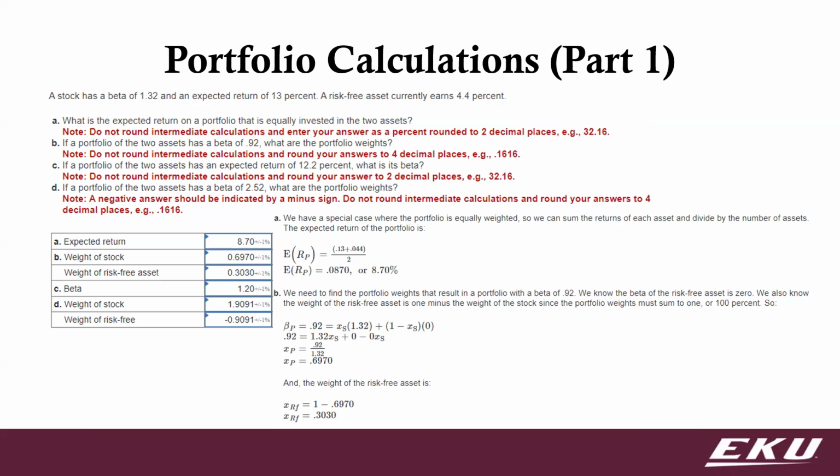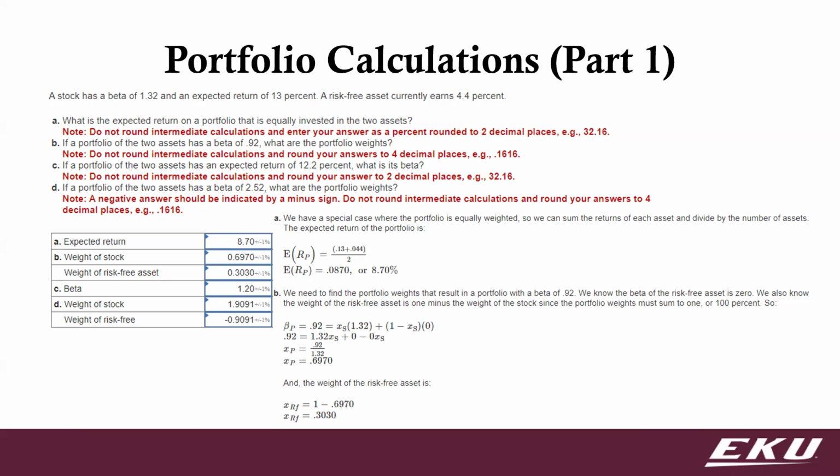If the portfolio we build has a beta of 9.2, what are the weights? And those two weights have to equal 1. And then if the expected return is 12.2%, what would be the beta of that portfolio? And we're going to calculate that. And then if a portfolio has two assets with this particular beta, what are the portfolio weights?